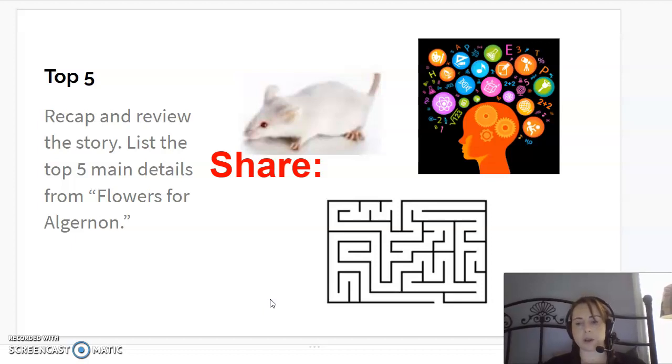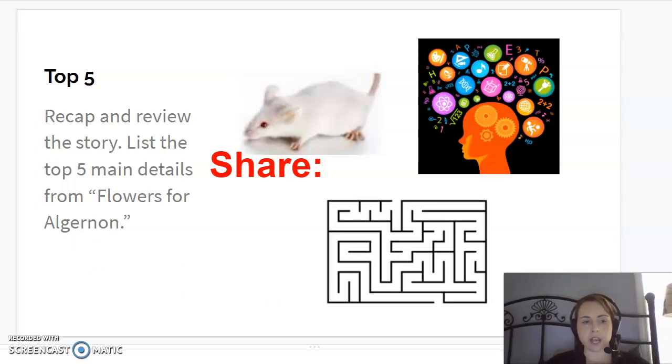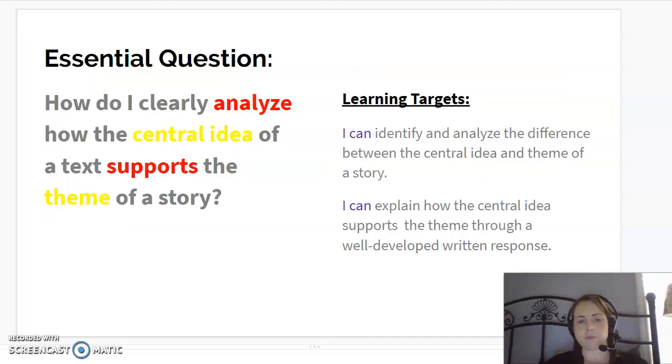And what we're going to talk about today is how you take that information about what a story is about and what is in the story and help us understand the theme. So your central question is, how do I clearly analyze how the central idea of a text supports the theme of a story? So we're going to focus on two things: being able to identify the difference between a central idea and a theme, and then talking about how the central idea supports the theme. And you are going to do a writing to explain that.